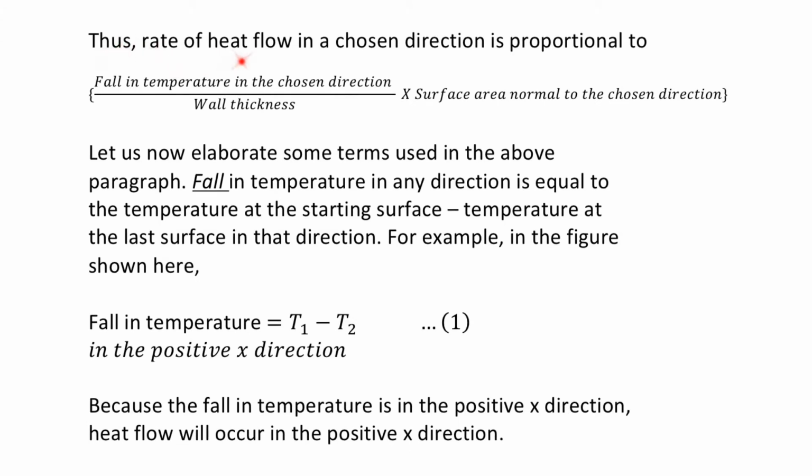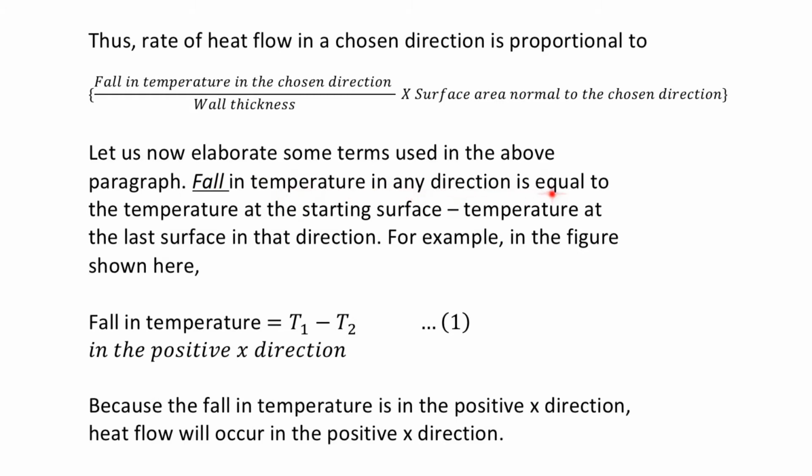Thus, the rate of heat flow in a chosen direction is proportional to the fall in temperature in the chosen direction divided by wall thickness, multiplied by the surface area normal to the chosen direction. This is the basic statement of Fourier's law in combination with the second law of thermodynamics. Let us now elaborate some terms used in the above paragraph.